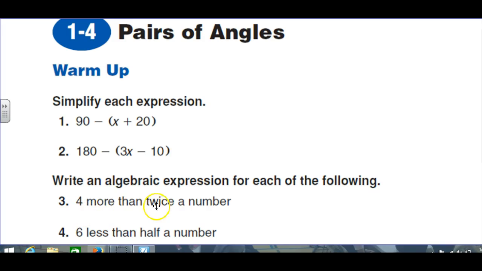Finally, 4 more than twice a number: 2n plus 4. 6 less than half a number: n over 2 minus 6.